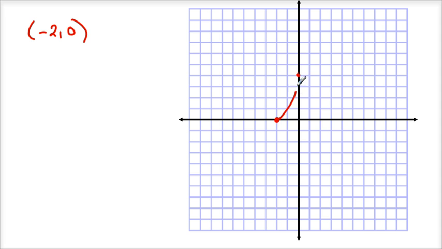Now, can anybody think of how you can know exactly where the other point is based on knowing the vertex? Right, and that's why the axis of symmetry is important, because if you draw that, you know that the other point will be the same distance away from it on the left.